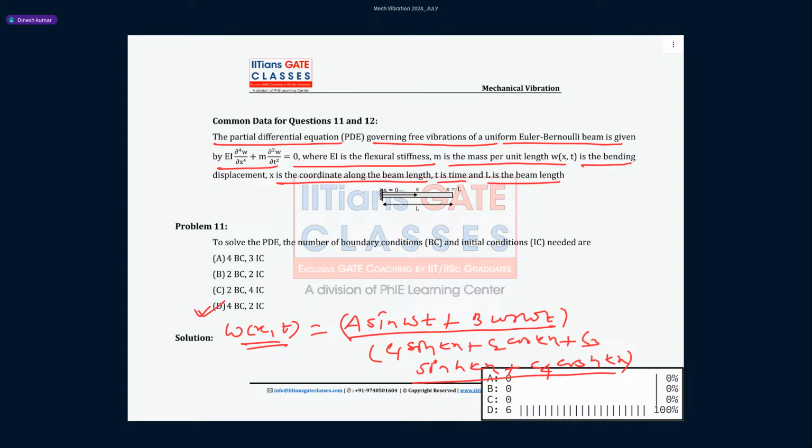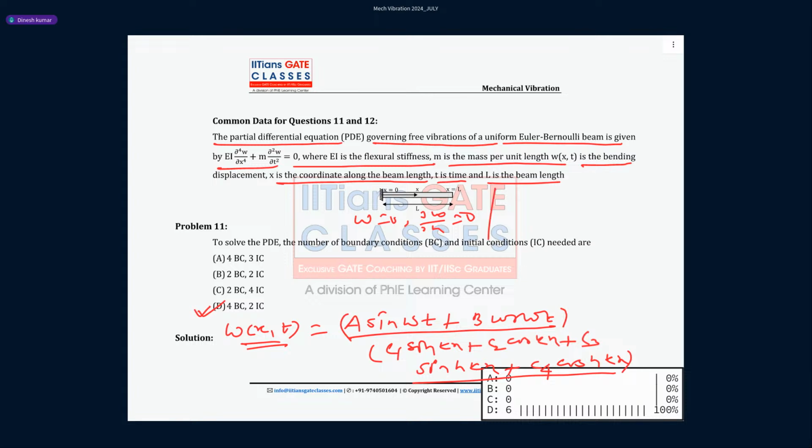Now, guys, in case of cantilever, what is the boundary condition at x equal to 0? We know the displacement, which we write as w, will be 0, then ∂w/∂x will be 0, right? Your displacement and slope are 0 at the fixed end.